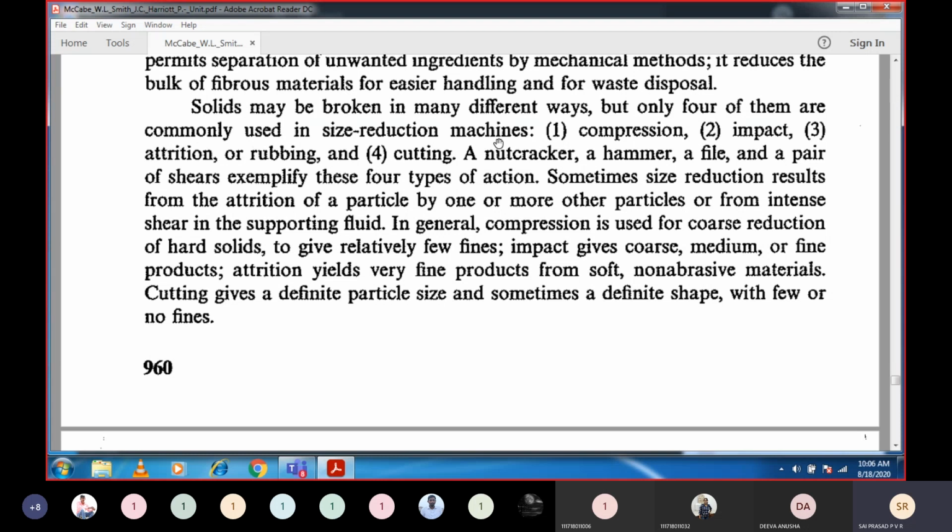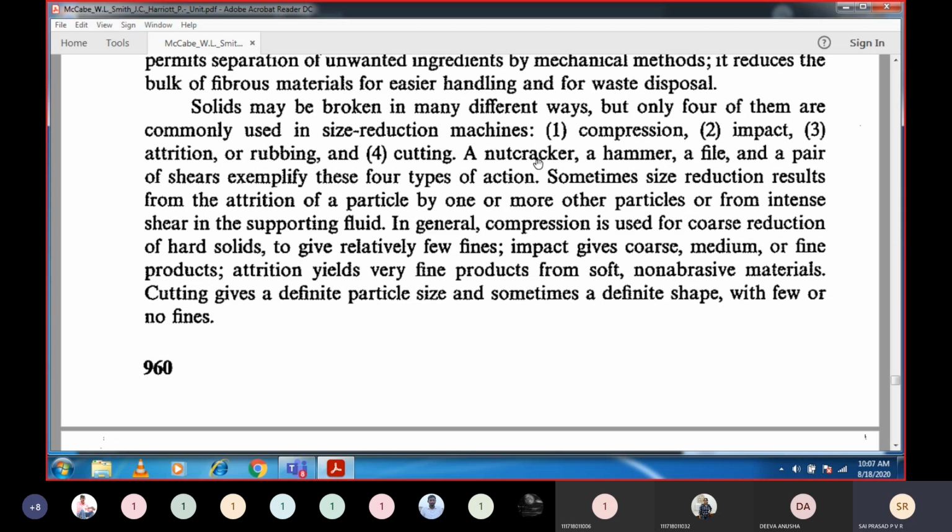So all the equipment which will be discussed from now onwards will be using either compression, impact, shear forces or cutting, or a combination of one or two of these forces. Let us study them when they come up. Then a nutcracker, a hammer, a file or a pair of shears exemplify these 4 actions. These are some of the simple things which we try to understand in our house.